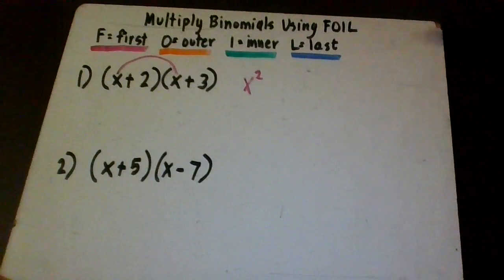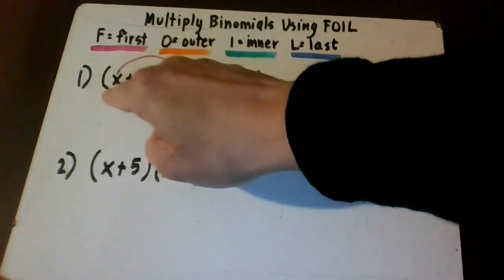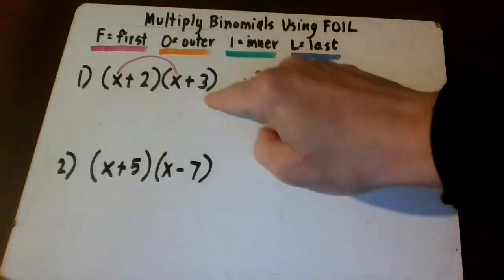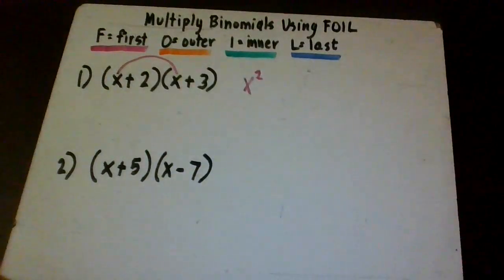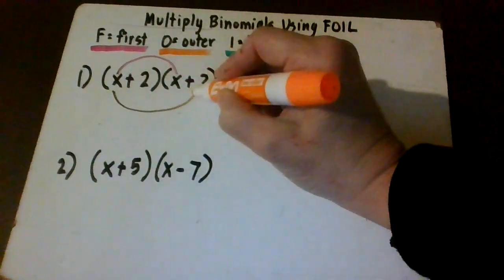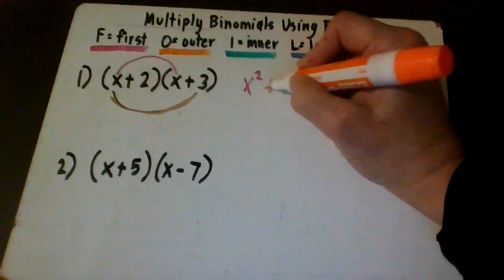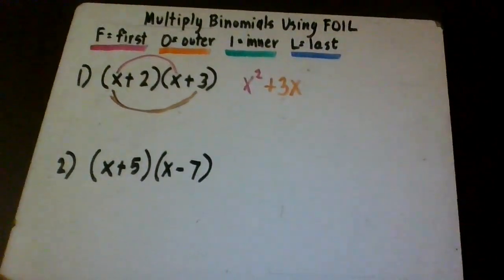Next, we're going to multiply the outer terms. So again, if you think about both of these, the outside terms would be these two out here on the outside, and I'm going to do those in orange. The outer terms, it doesn't look real orange, sorry about that. x times 3 is 3x.